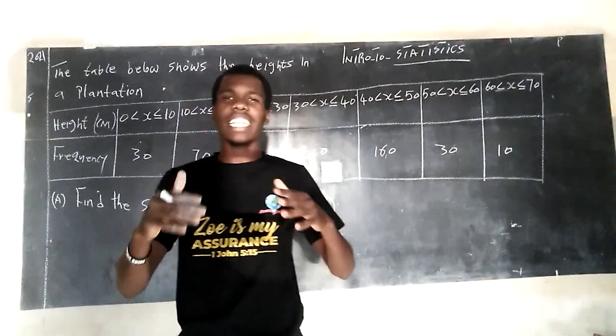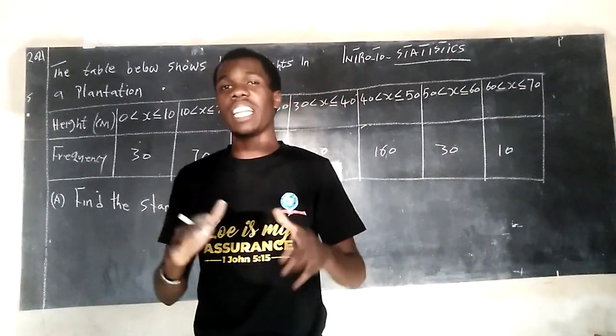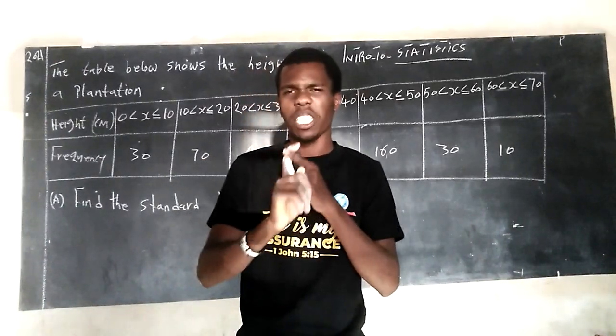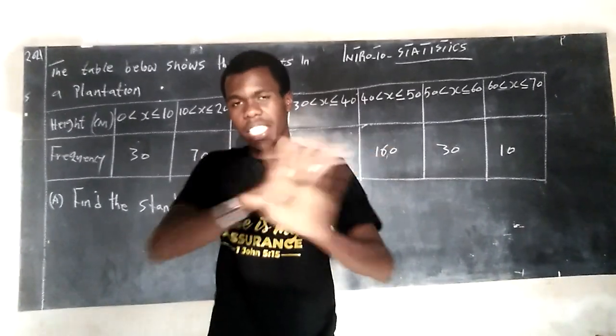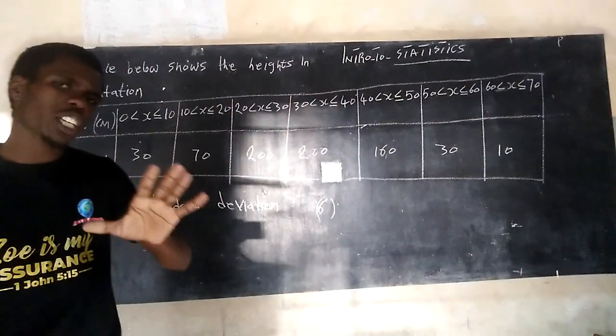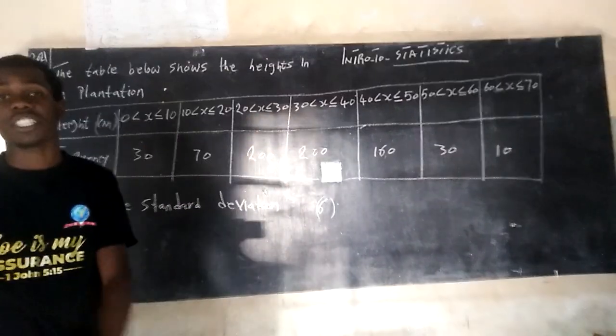The reason why I'm saying that standard deviation is very tricky is that standard deviation deals with numbers. Once you mess up with one digit, then you've messed up everything. That's how standard deviation is.